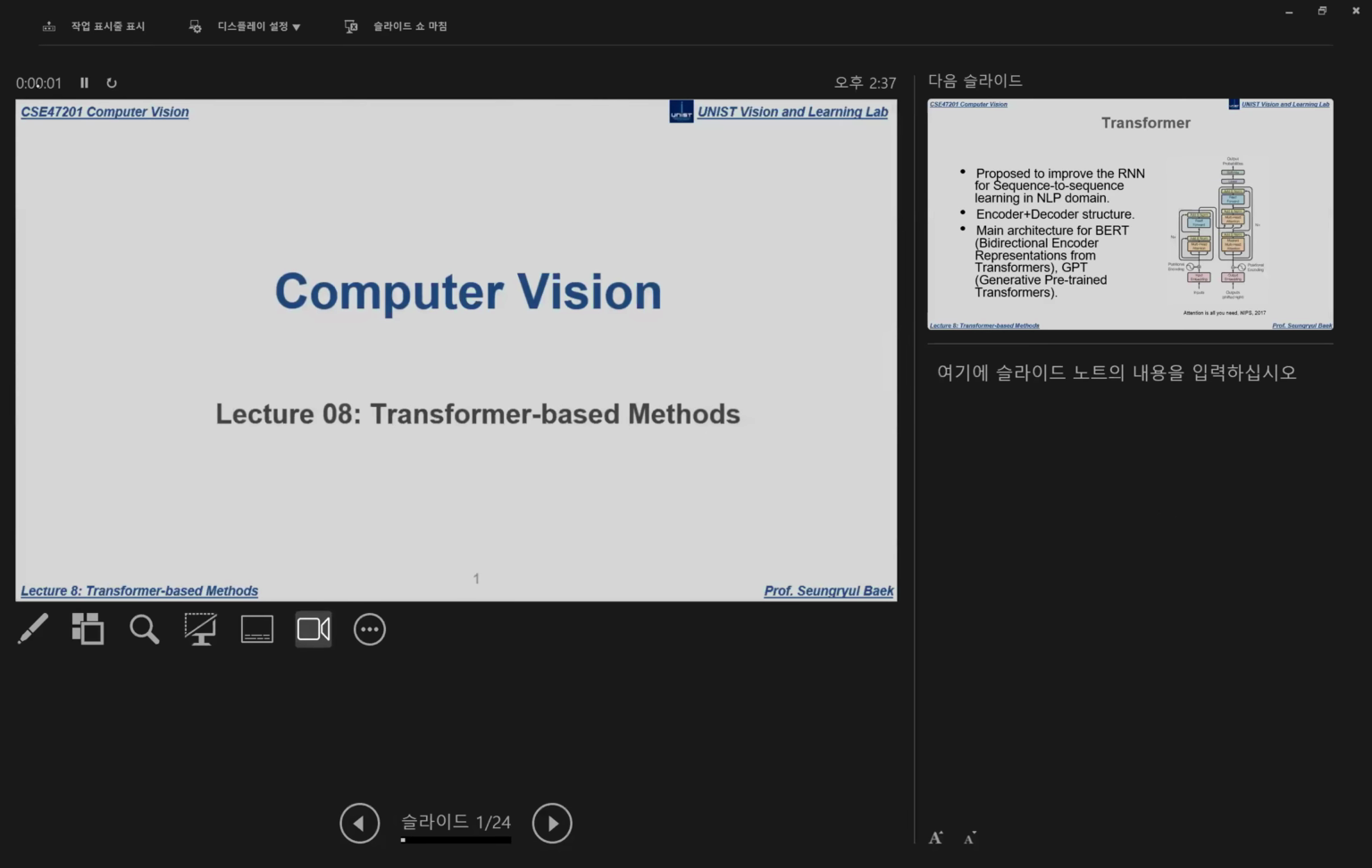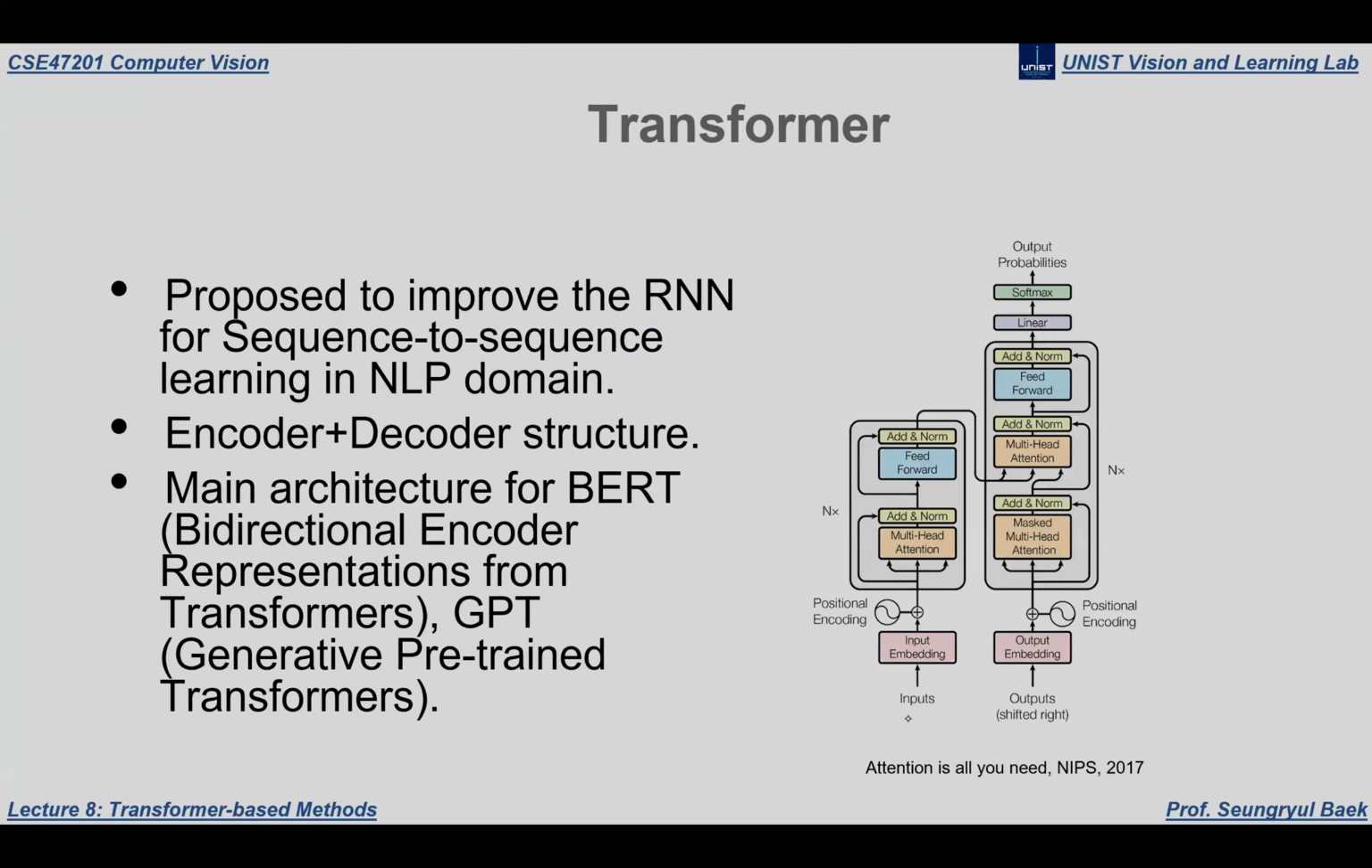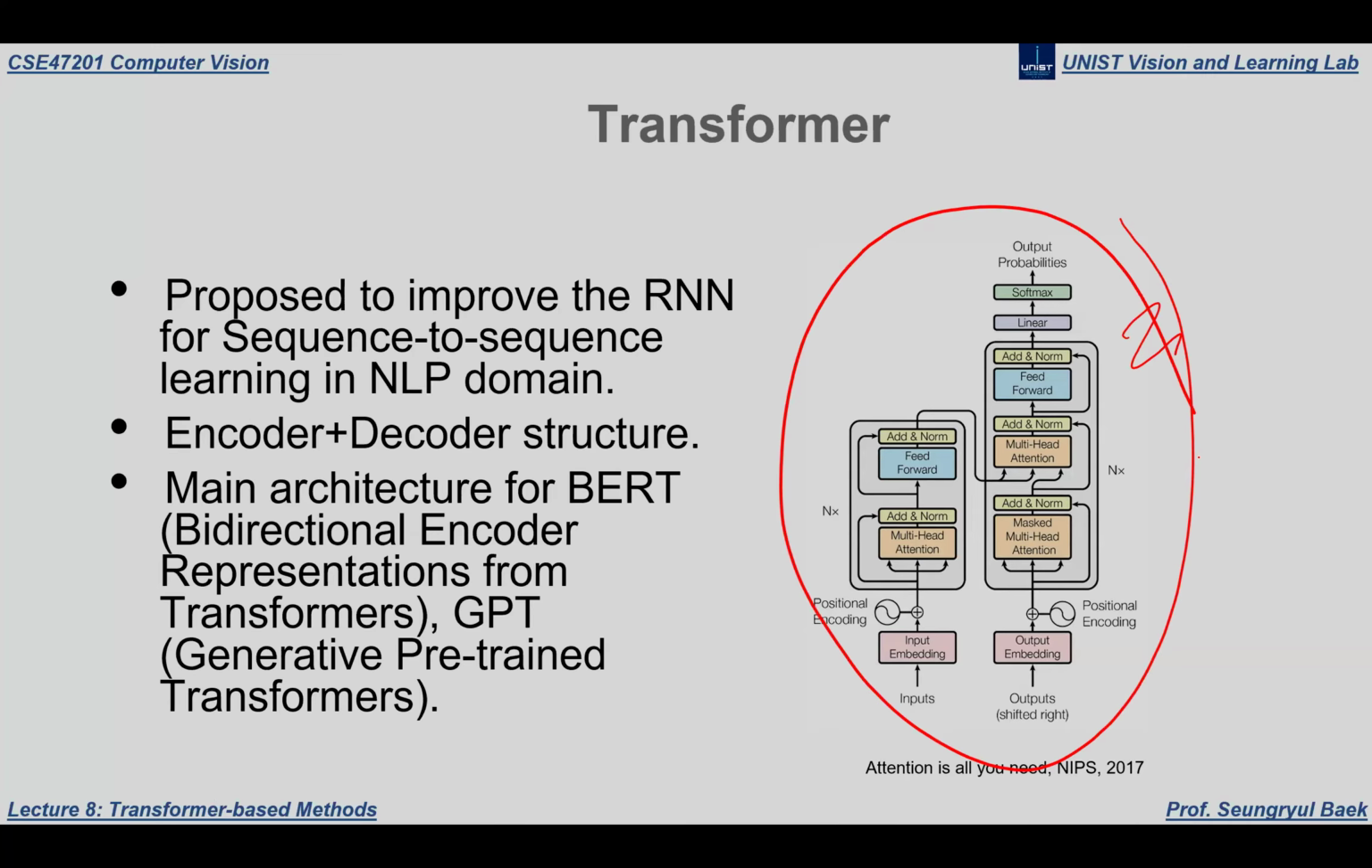Okay, so we are learning about the transformer nowadays. Last time we learned about this figure. The transformer consists of an encoder and decoder architecture.